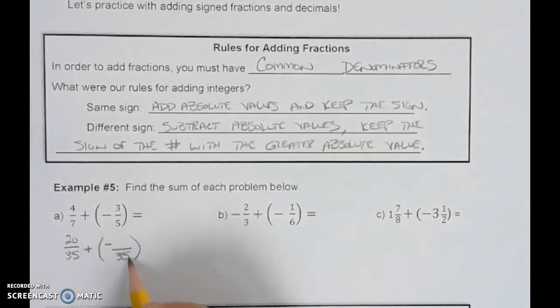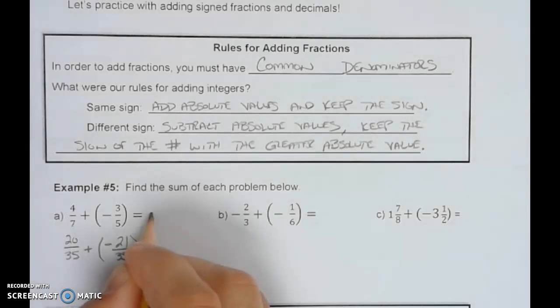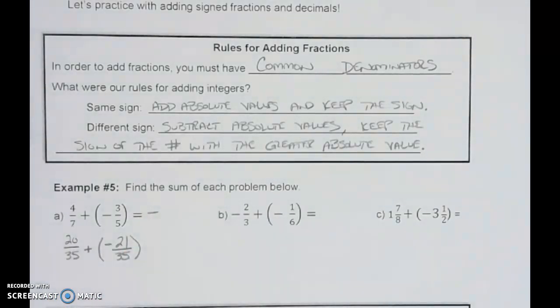5 times 7 gets me the 35, so 3 times 7 is going to be 21, making this fraction now negative 21/35ths. Okay, now I can figure out the sign of my answer based off of the absolute value. The absolute value of negative 21/35ths is bigger than the absolute value of 20/35ths, so I know my answer here is going to be negative. Let me put my negative symbol.